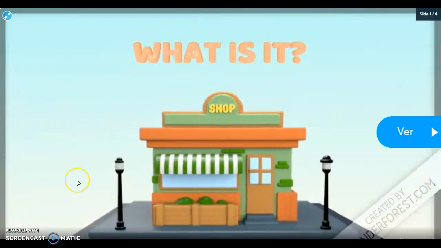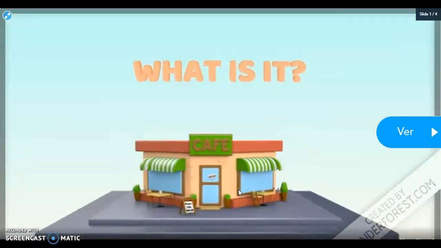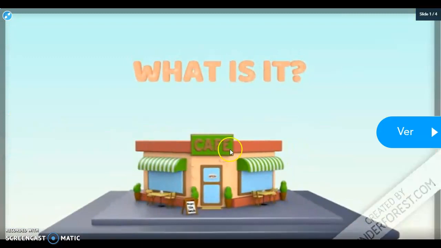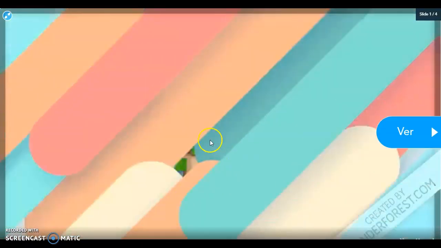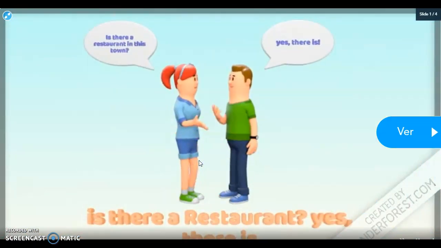What is this? What is it? You have the words here. There is a clue there. Yes, it's a shop where you go and buy stuff. Good. How about this? What is this? This is the cafe, right? Or the restaurant, right? So we have two people here, and the girl is asking, is there a restaurant in this town? Yes, there is, says the boy, right?